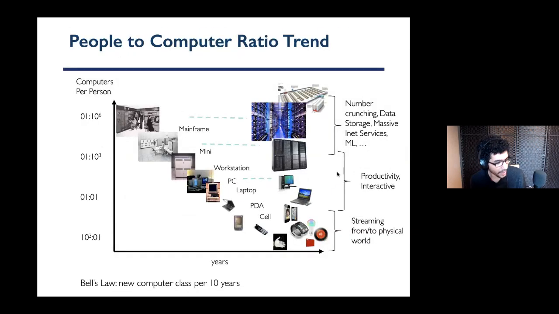The other trend that is very interesting to look at is basically the people to computer ratio trend. Again, on the x-axis you have the years, on the y-axis you have the ratios. When we started years ago, we had one computer per, let's say, a million people. So you had a big mainframe that everybody was using, right?